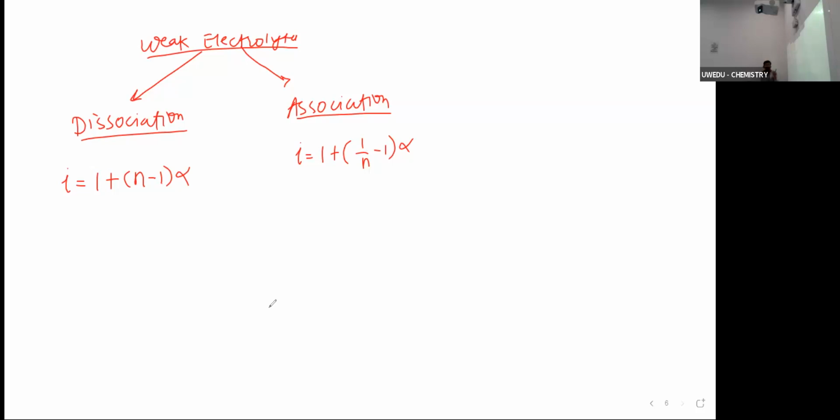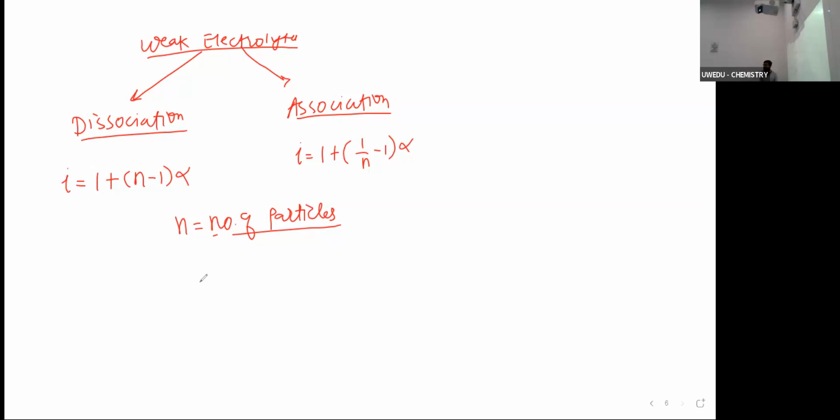We have to use it every time if I is given and alpha is asked, or alpha is given and I is asked. It is simple. N is what? Number of moles? No. N is the number of particles, meaning how many particles are dissociated or associated. That is this N value.